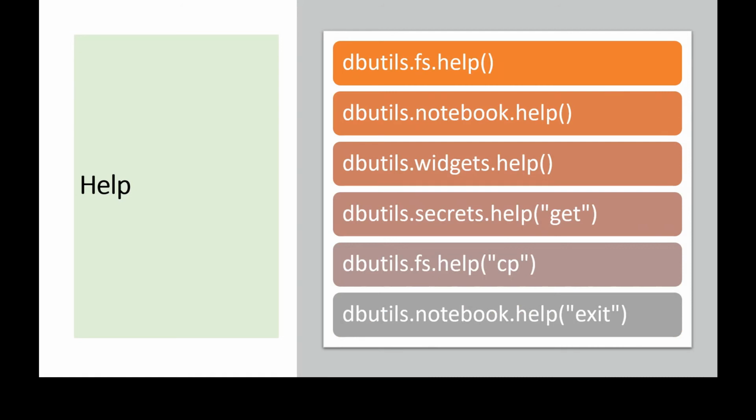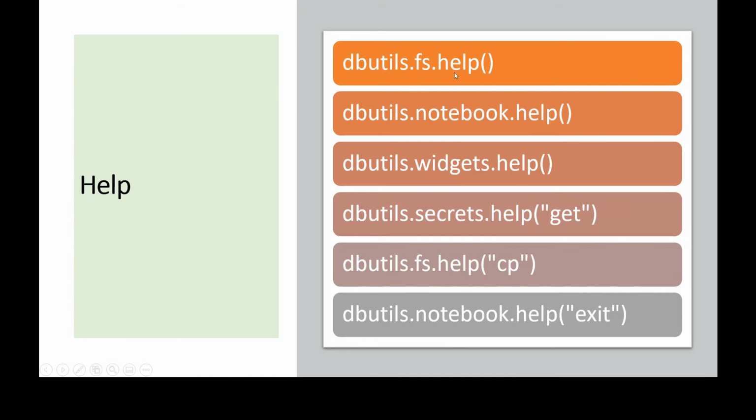Let us see the commands. These Databricks utility commands are categorized as file system, notebook, widgets, and secret. The first thing is, if you want to understand a command or want help on these, then you can use these things.